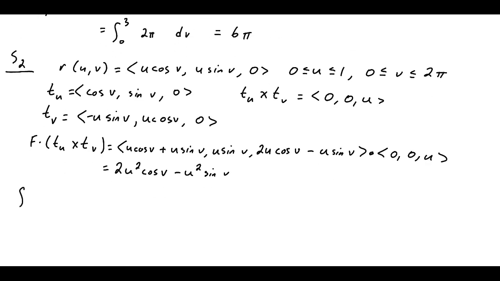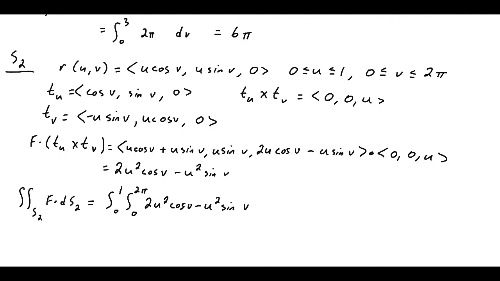So the integral on surface 2 of f dotted with dS₂ is the integral from 0 to 1 with respect to u of the integral from 0 to 2π with respect to v of the function 2u² cos v minus u² sin v. The inner integral has a value of 0, so this equals the integral from 0 to 1 with respect to u of 0, which is equal to 0.